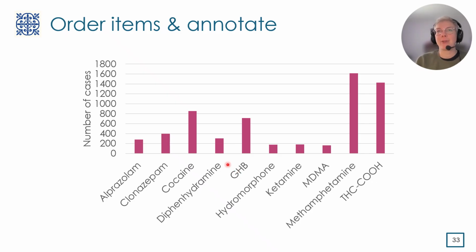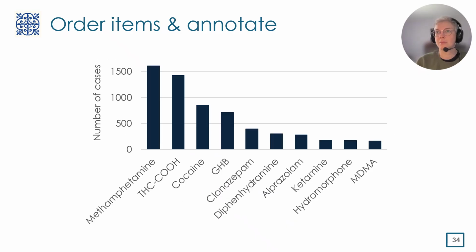Instead, what if I have this? Oh, okay. Well, that's much easier to read, right? I have all of my substances here. Boom, boom, boom. Methamphetamine, THC, carboxy, cocaine, GHB. Oh, GHB. And what I can do is even have animations and annotations that come up in a presentation.